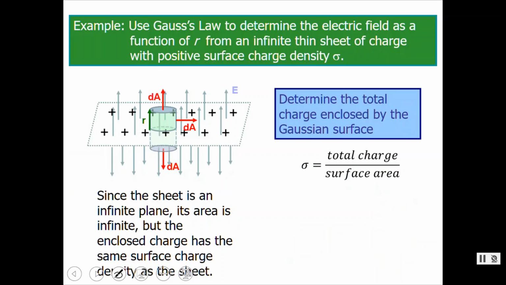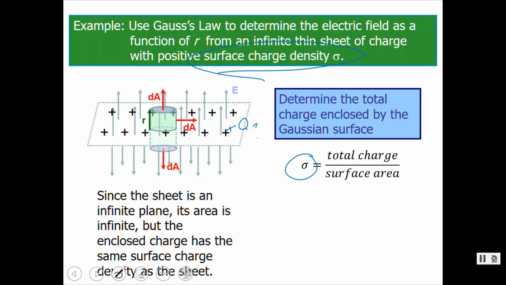The sheet is an infinite plane, but the enclosed charge, we're assuming, has the same density. So the portion of our enclosed charge is going to have the same ratio of charge to surface area. We're going to use sigma to represent that surface charge density. It's defined as a positive value. Actually, I don't know my total charge Q for this at all. You could find it, and you'll probably do that in your packet. But in this case, we don't know what it is.